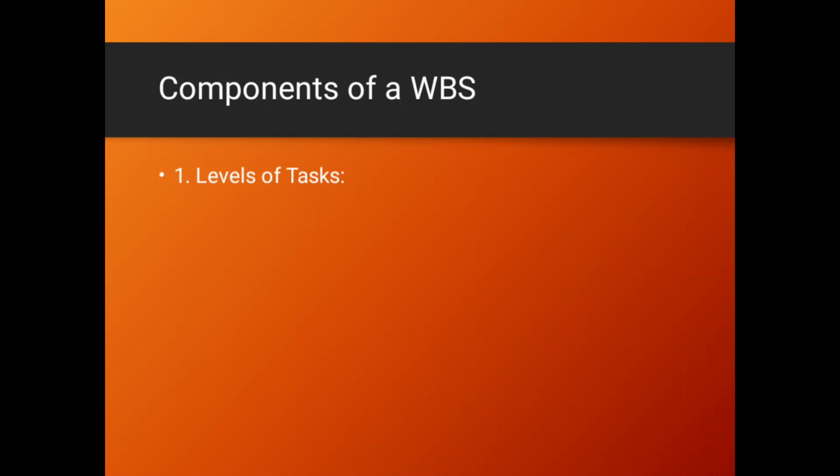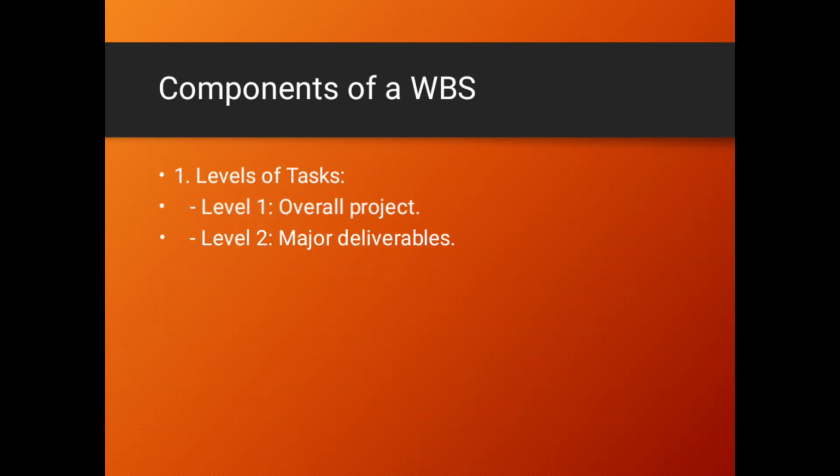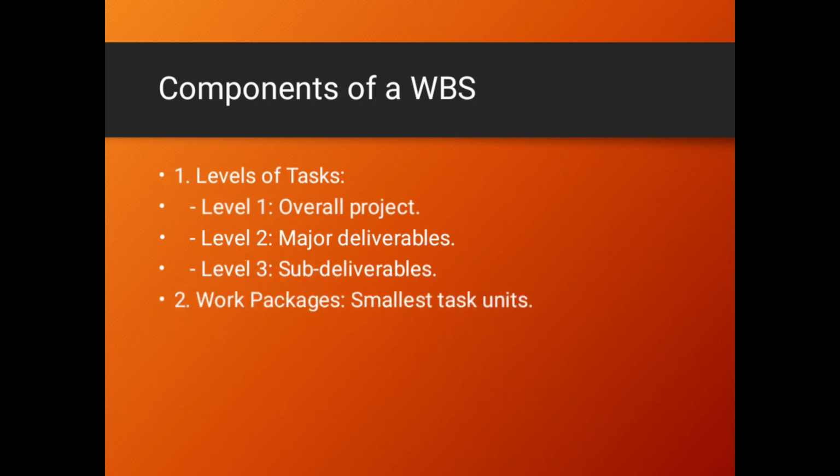Let's look at components of WBS. Number one, it has got levels of tasks. So on levels of tasks, number one, I've got the overall project. So you have got a bigger project, for example, building a house. From there, I've got a major deliverable, for example, foundation. Then you've got a sub-deliverable. If we're talking of foundation, you can talk of steel erection. That is a sub-deliverable. From there, another component is the work package. So I've got small tasks in whatever you are doing. That is the work package.